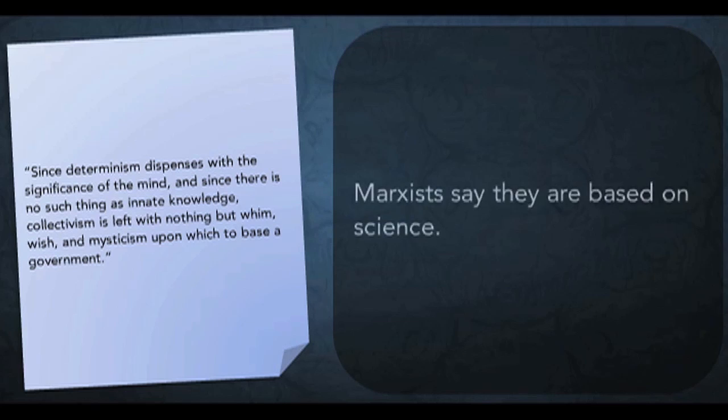Let's say Marxism, for instance. Now, they certainly are collectivists. They are determinists, and they not only dispense with the significance of the mind, by implication, they say openly there is no mind. The mind is a bourgeois superstition. And they certainly don't believe in innate knowledge, so they grant you all the first part of your sentence. And then they say, we certainly don't say government is based on a whim, wish, and mysticism. Marxists say we're based on science. This is scientific socialism. We're based on the laws of the dialectic process. This is historically inevitable, granted the trend of history.